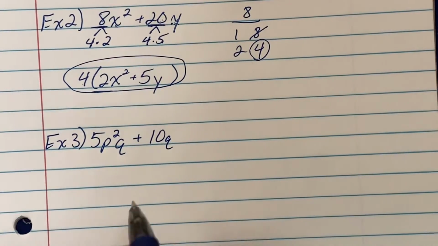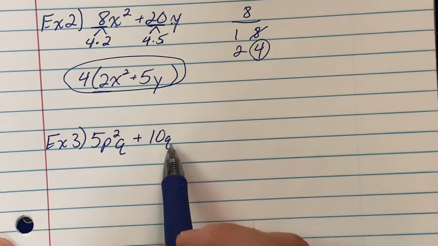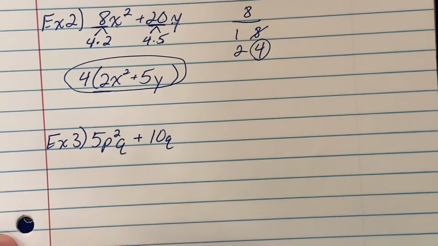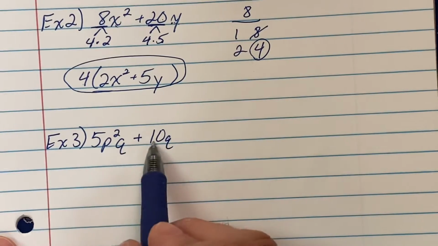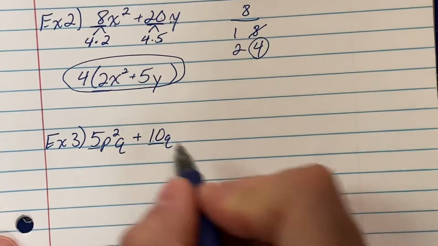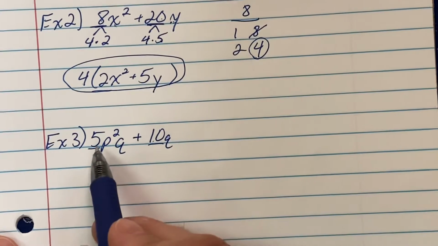All right. We see that we have q in both of these, so what do you think a common factor of q is going to be? You got it, q. Next, we're going to look at the coefficients here. We got 5 and 10. Which one's the lowest? 5.